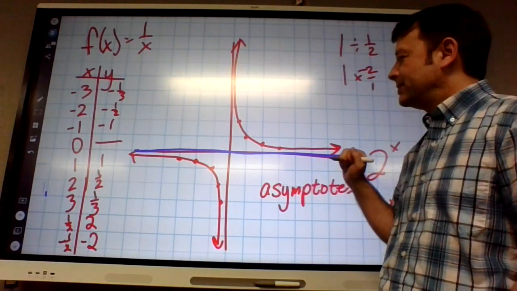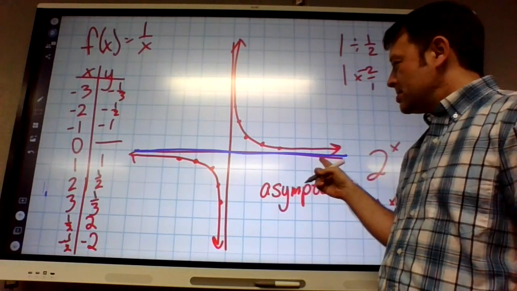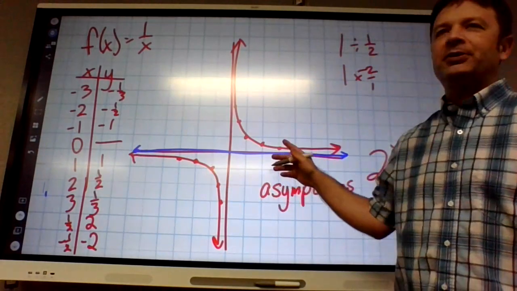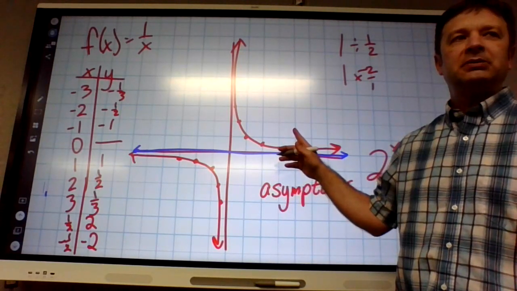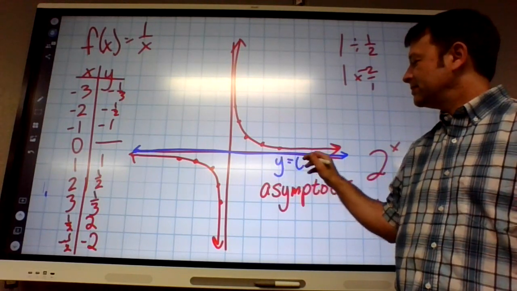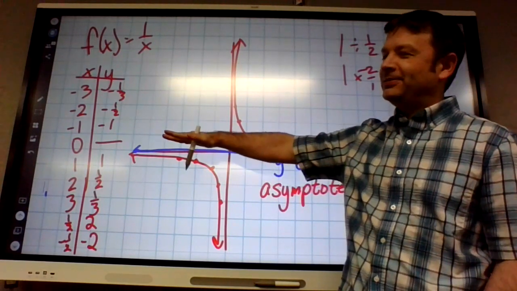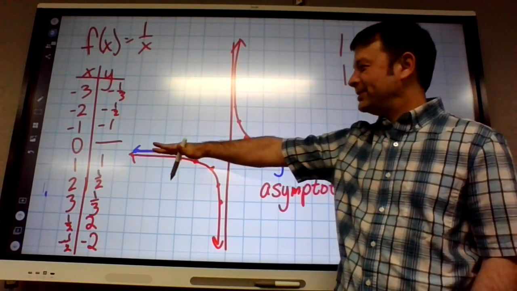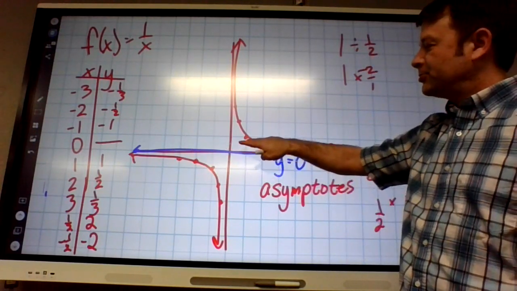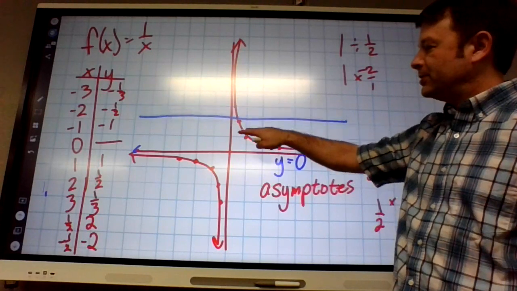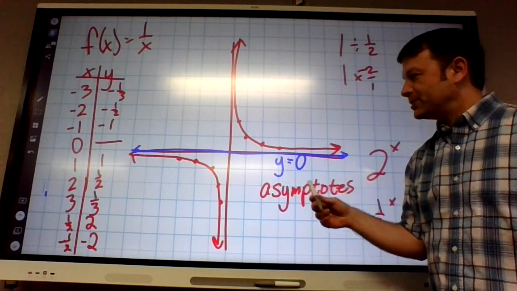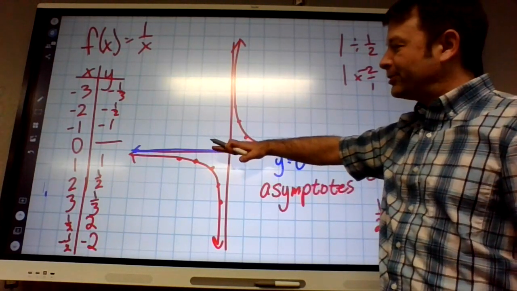It's the x-axis. It's not touching the x-axis. Do you guys know what the equation for the x-axis would be? Y equals 0, because all the y values on this line are 0. So this would be y equals 1, y equals 2, y equals 3, y equals negative 1, and so on. So the equation for the x-axis is y equals 0. That's called the horizontal asymptote.